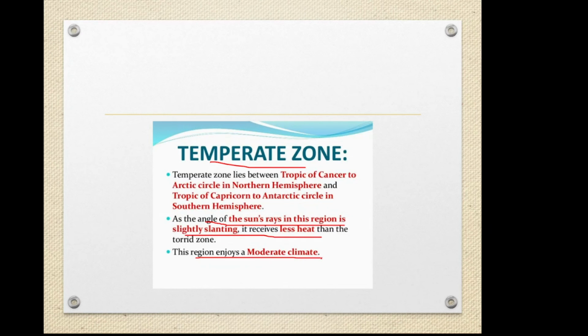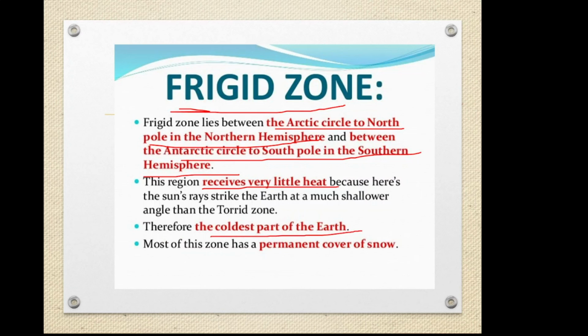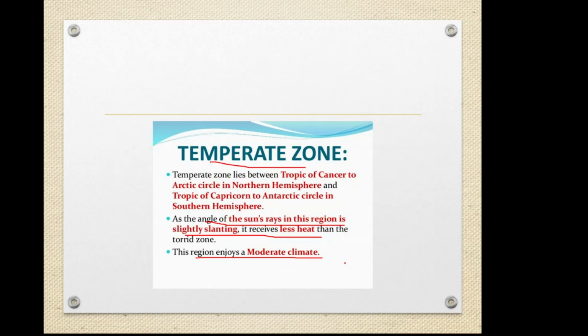Then frigid zone, another name Arctic zone. Frigid zone lies between Arctic Circle and North Pole in the northern hemisphere and Antarctic Circle and South Pole in the southern hemisphere. This region receives very little heat because the rays of the sun are very slanted, isn't it? So therefore it is the coldest part of the earth, and most of this zone has permanent snow cover.